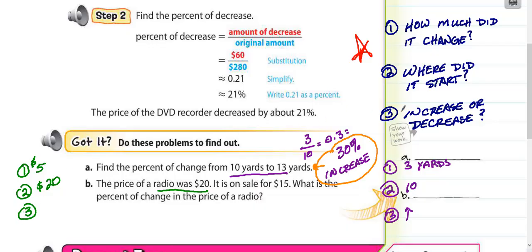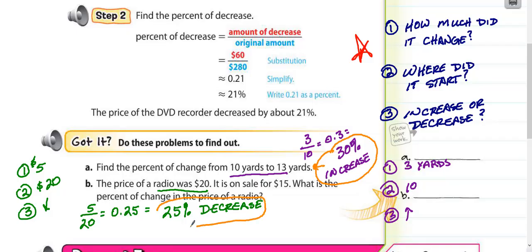Question 3. Increase or decrease? In this case, it went from 20 to 15, so it went down. So now we're ready to solve it. How much did it change? 5 divided by where did it start? 20. 5 divided by 20 is 0.25, which is 25%. And since it went down, that is a decrease. That's the answer. That's the answer to part B, 25% decrease.